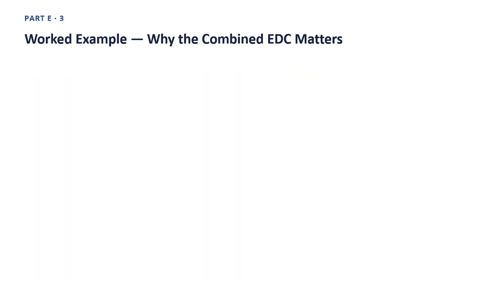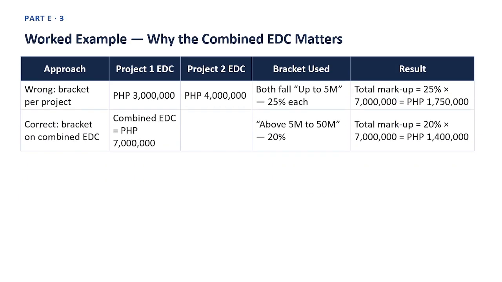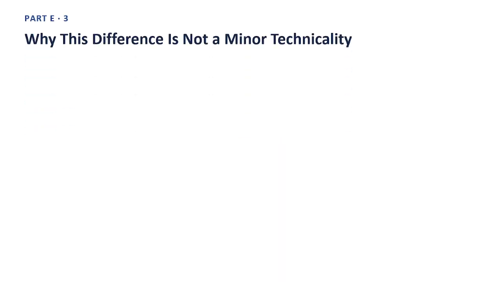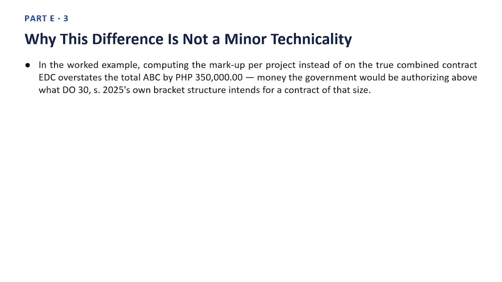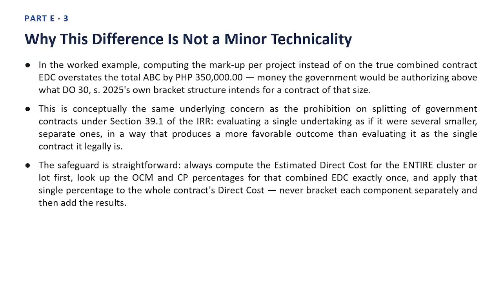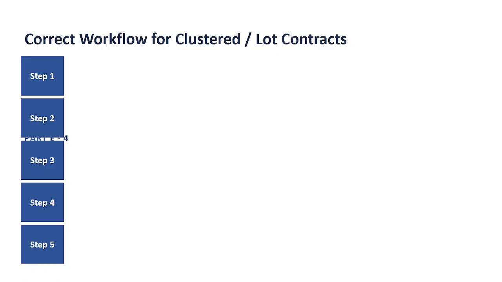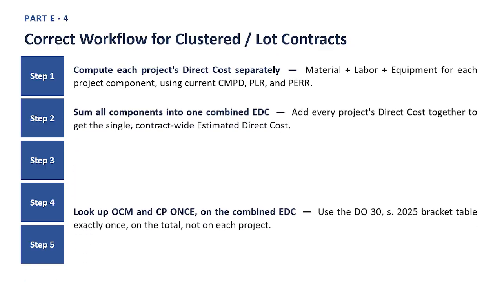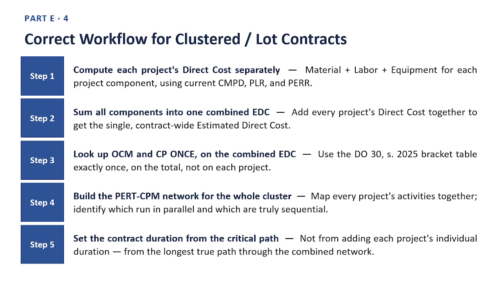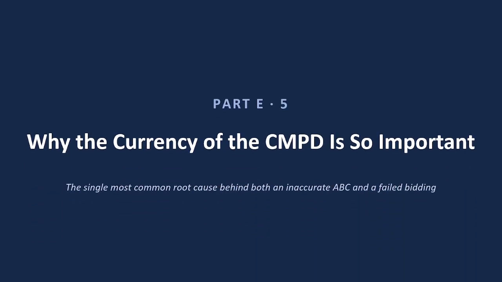Worked example, why the combined EDC matters. This table reads as follows. Approach, wrong. Bracket per project. Project 1 EDC, Philippine pesos 3 million. Project 2 EDC, Philippine pesos 4 million. Bracket used, both fall up to 5M, 25% each. Result, total markup equals 25% times 7 million equals Philippine pesos 1 million.